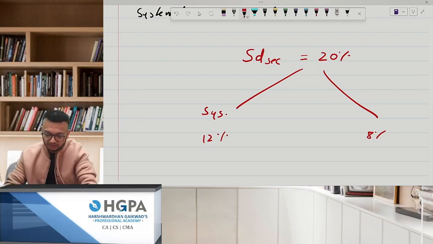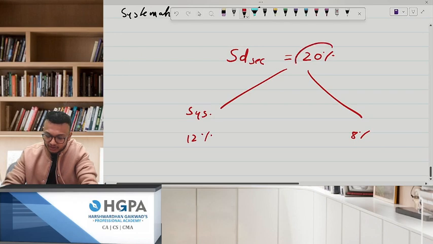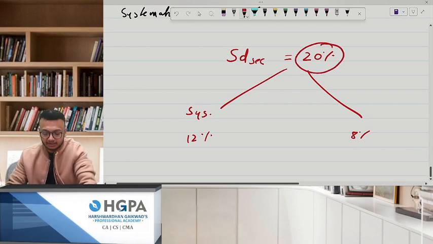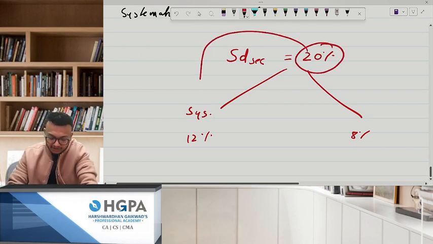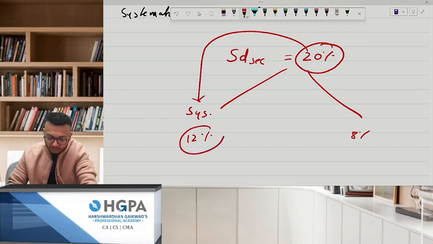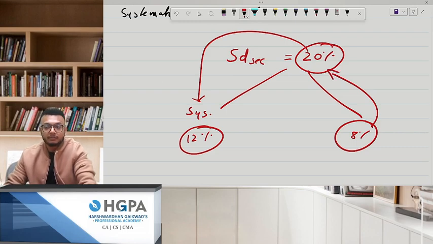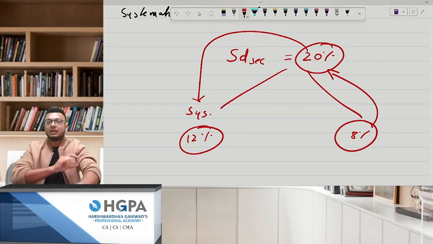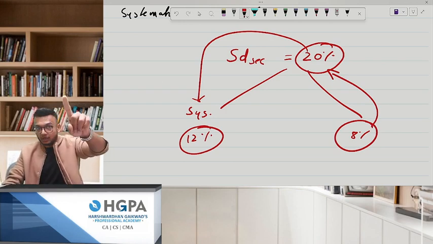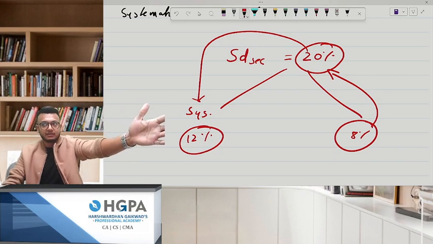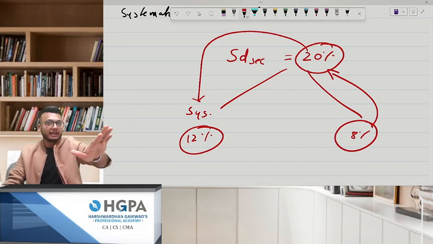Vidhi, listen. Standard deviation of security was how much? 20%. This is the total risk. Out of this total risk, how much is systematic? How much did you compute? 12. So how much is the balance? 8. 12 plus 8 is how much? 20. Did you get it? If you have not, please let me know. I'll repeat again. And for unsystematic, what formula did you write? Total risk, that means the standard deviation risk of the security, minus systematic. Simple.